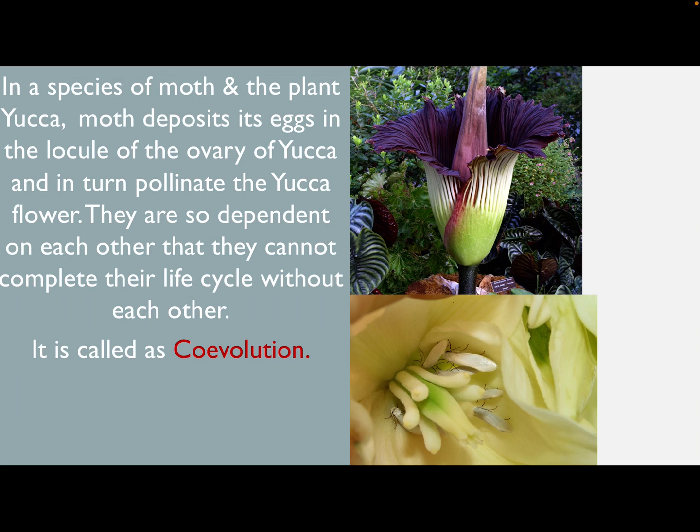So this moth and yucca are codependent, and this process is called coevolution. If this species of moth is not found or becomes extinct, then the yucca flower may also become extinct. They are very dependent on each other. This is a very peculiar example in nature where pollinator and plant are so much dependent on each other.